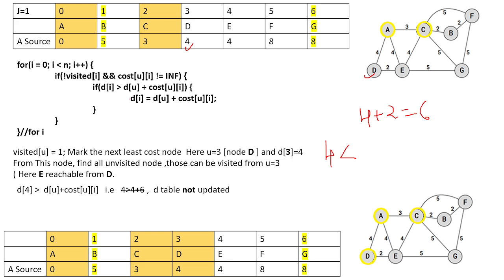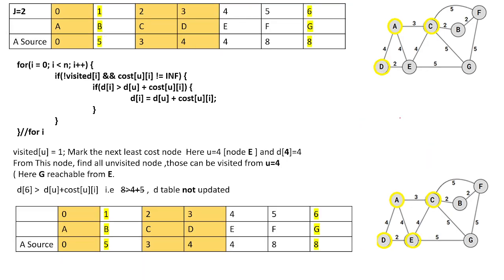If this value is bigger, then okay. If there is a better value, you replace it. Otherwise, no need to replace. Minimum among 4 and 6 is 4, that earlier value only. So no need to update. There is no updation here. The value is retained. So that means D is visited.